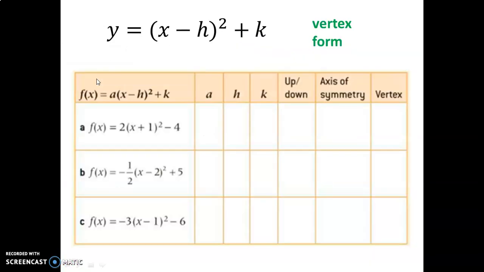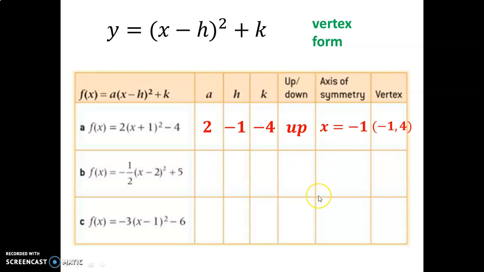Let's continue here. So looking at this one here, our job is to say what are the a, h, and k values. So here we can see a value of 2. We see an h value. Remember, it's the opposite of what we see here, so -1, and k value, -4. So this parabola will open up or down. Well, it's up because we see a value is positive. Where's the axis of symmetry for this one? X equals -1. Remember, the h value tells us the axis of symmetry, so the axis of symmetry is -1. And the vertex, well, we see it in here, the vertex form, so -1, -4 is our vertex.